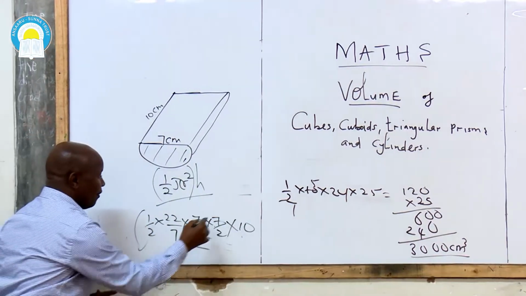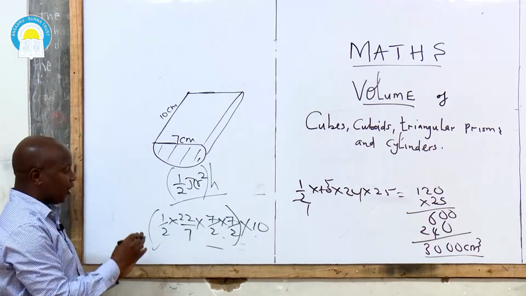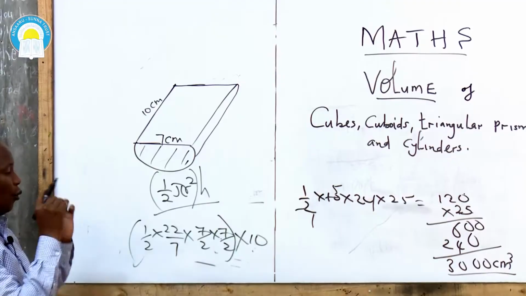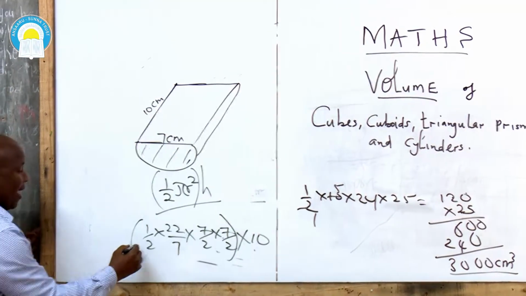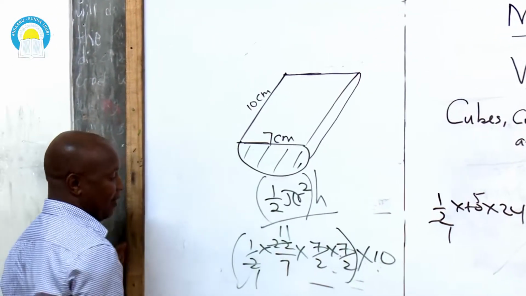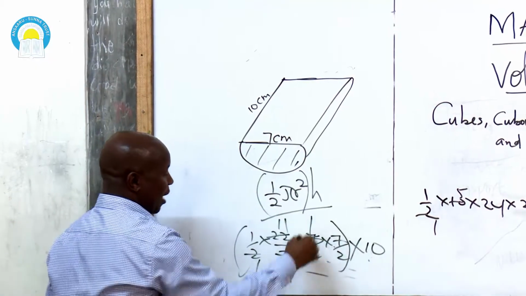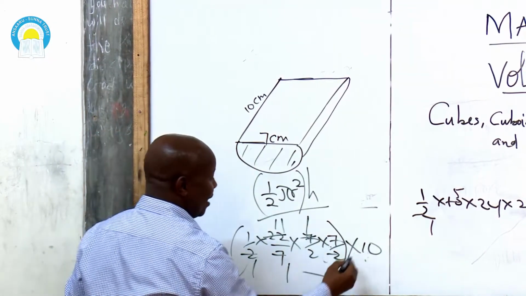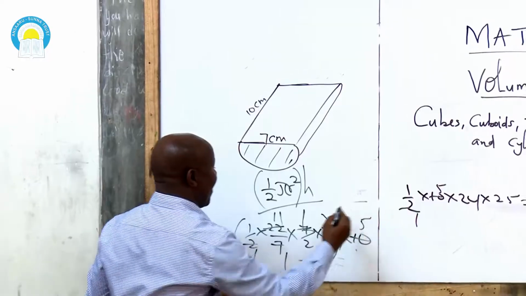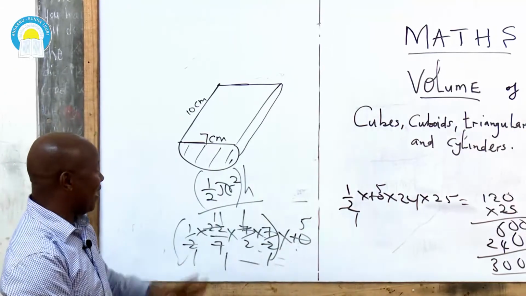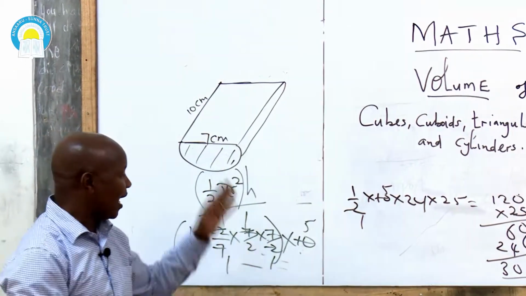This is the base area, the cross-sectional area, then times 10. Then where possible, you simplify. By 2, 1, by 2 here becomes 11. By 7, 1 becomes 1. Then now, by 2, 1, by 2 here becomes 5. Now 2 cannot simplify 11, cannot simplify 7, cannot simplify 5.